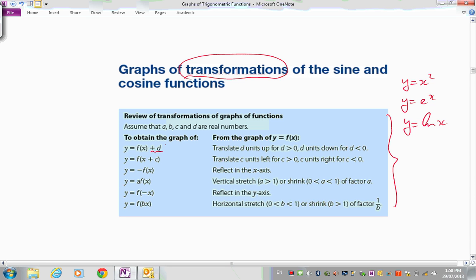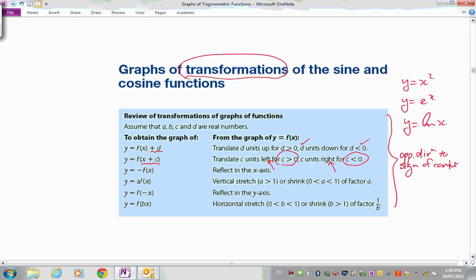So if you add d to a function value, that's a translation of d units. If d is positive, it's up. If d is negative, it's down. What about changing the x value before the function operates on it? If it's plus c, then it moves left, remember, in the opposite direction to the sign of the constant. If c is negative, it moves right, the opposite direction to the sign of the constant in that x translation.